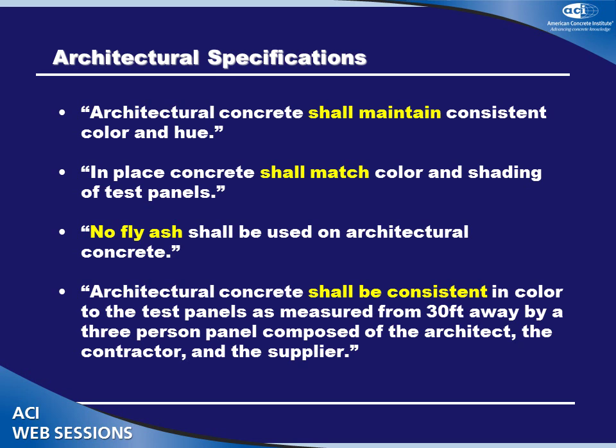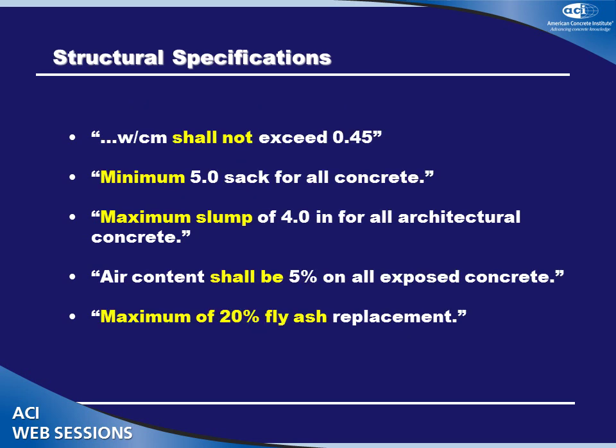So we have these types of specifications. I've only gotten 2 so far: hot weather and architectural specs. Finally, we have the structural specs. And these, I think everybody is fairly familiar with. Water-cement ratio issues, minimum powder issues, maximum slump issues. That's one of my favorite ones. Maximum slump of 4 inches for all architectural concrete. Try telling a contractor that who has to pump it.